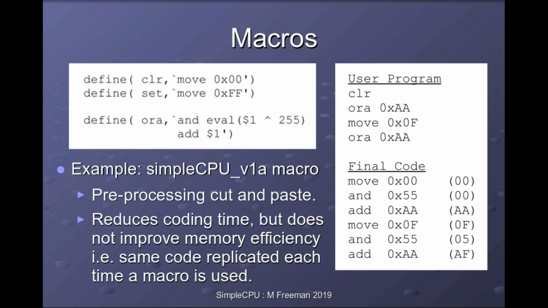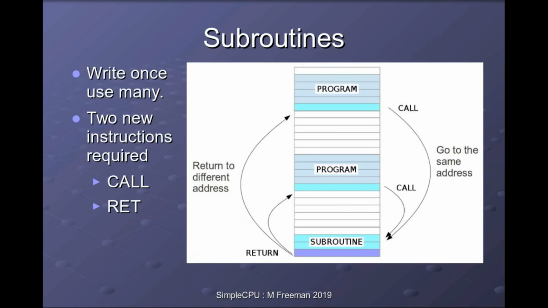Now macros are very useful when you're programming, as they can combine commonly used instructions into a single macro, helping to reduce the amount of code you have to write, but obviously those macros will be expanded into the machine code the machine runs, so you don't actually improve your memory efficiency. To allow us to do that, we need a subroutine. And a subroutine is just a function that we can call multiple times from anywhere in the program.